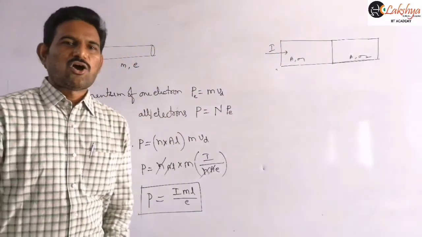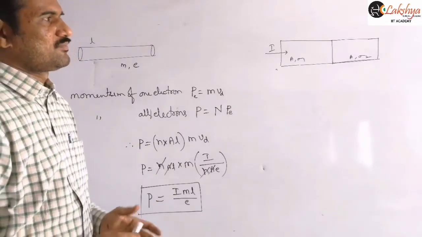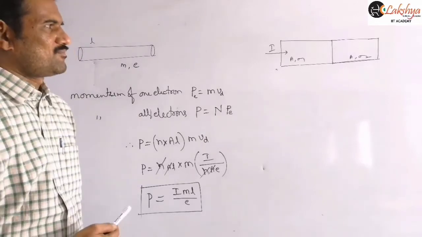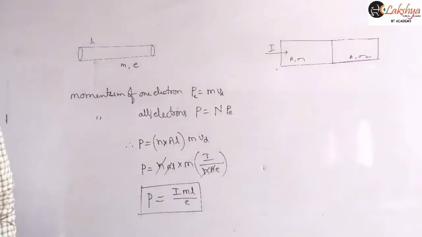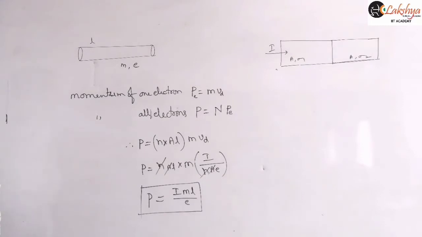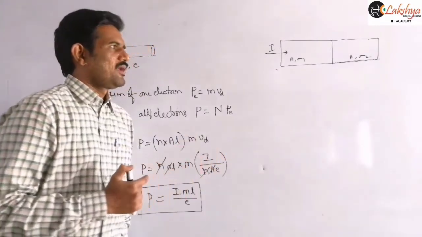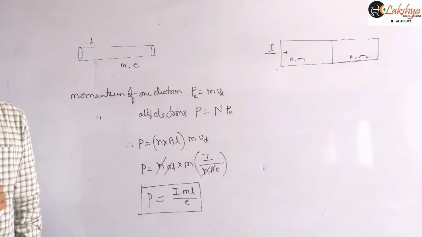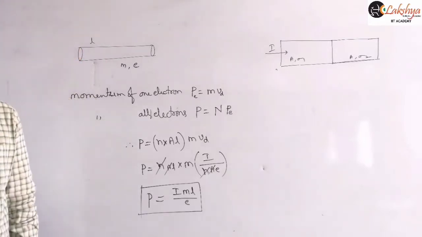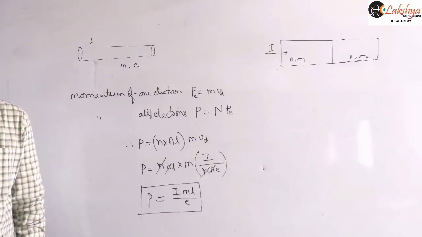Now we need to calculate how much charge is developed across the junction. So at the junction, how much charge is developed there? So write the problem. Two conductors of same area of cross section A are joined as shown in figure. Sigma 1 and sigma 2 be the conductivities of those rods.